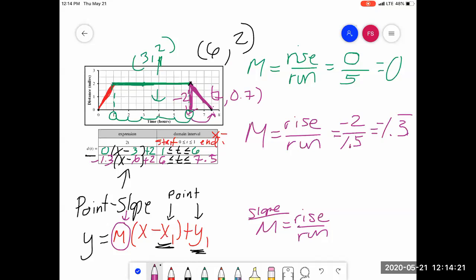Question number 2 on the homework is very similar to this. So you should do that in the same steps. You should start by coloring in the different sections of the graph. Try and find those domain intervals, so the start x value and the end x value, and then use this point slope form to write the equation for that piece of the graph. If you're still having questions about this, please email me and or come to our Zoom class session.